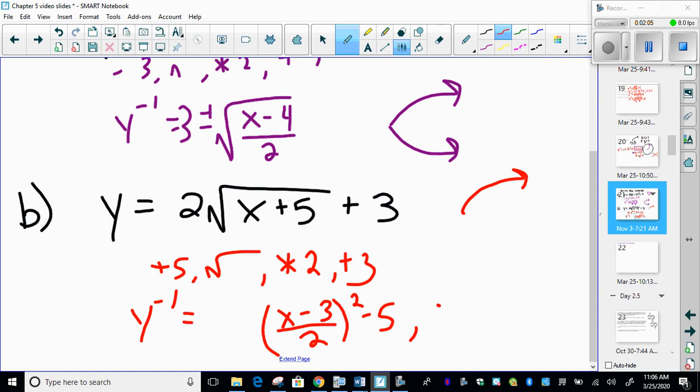So now I have to limit my x value. So we always limit our domain. So if I look at my original function, this starting point shifted 5 units to the left and 3 units up. So therefore my domain is x is greater than or equal to negative 5. My range is y is greater than or equal to 3. Therefore my domain is x is greater than or equal to 3. We interchange x and y, so my domain becomes my range becomes my domain.